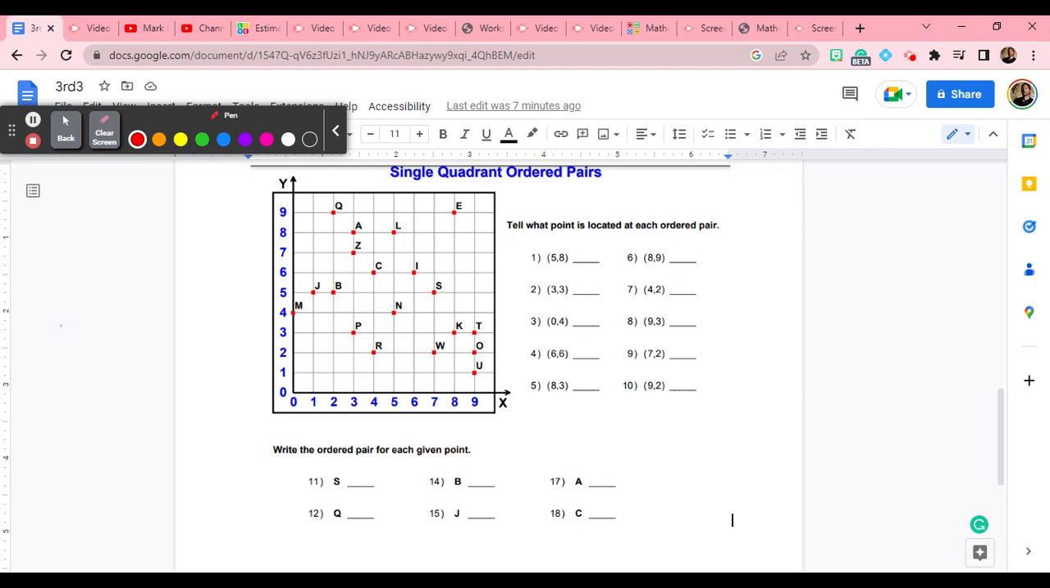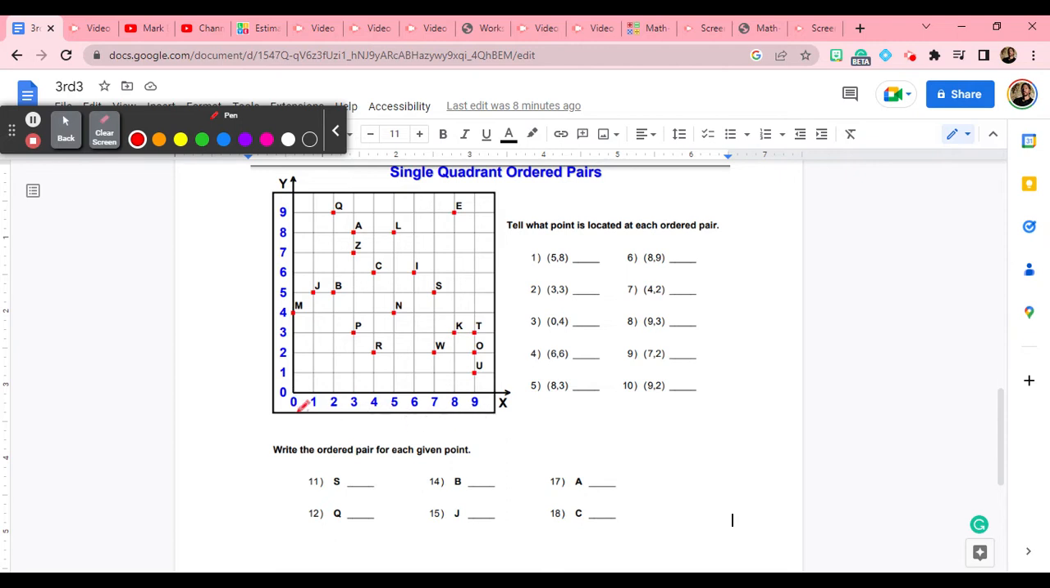Welcome back, students. We are talking about our coordinate plane and how we can tell what point an ordered pair is located and also how to write an ordered pair. Okay, so let's talk about some of our words that we need to know.